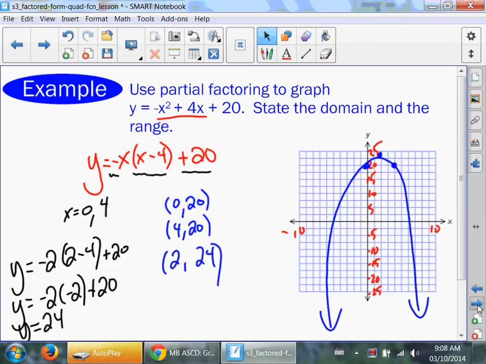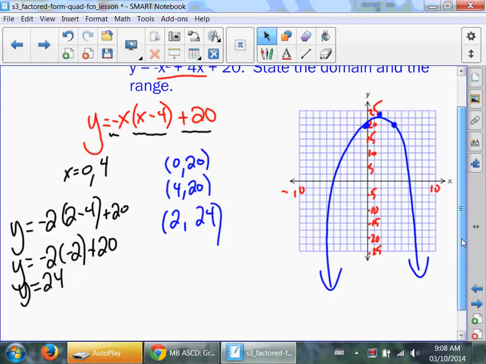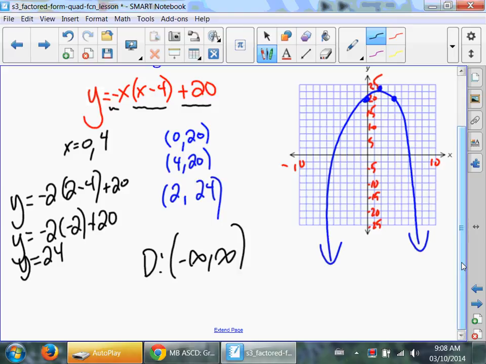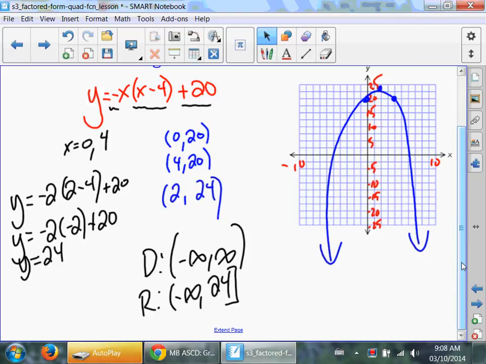Alright, so let's talk about the domain and the range. So when we talk about the domain here, the domain is the same as the last one. I don't know why I've got set notation out. We could do it that way, but I'd rather not. We're going to go negative infinity to infinity. And the range is going to go from negative infinity to 24, including 24 though, so square bracket on the 24. So there's our graph, and there's our domain and our range.